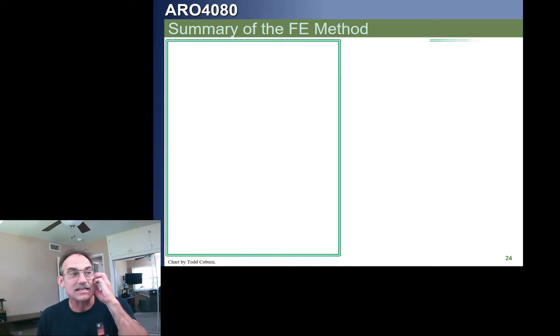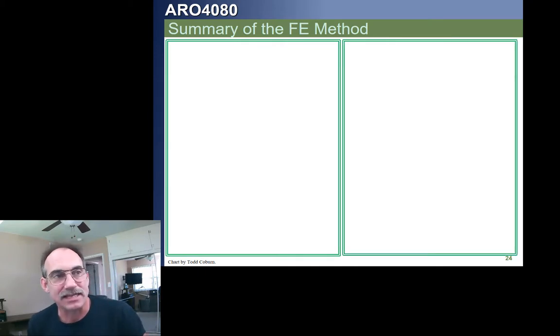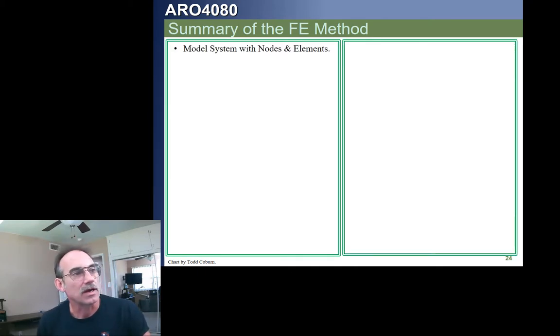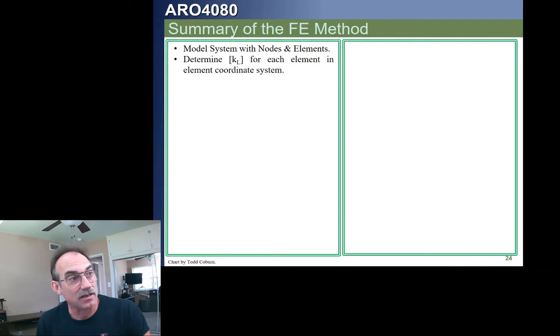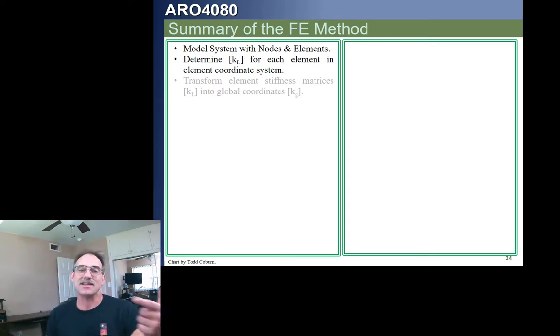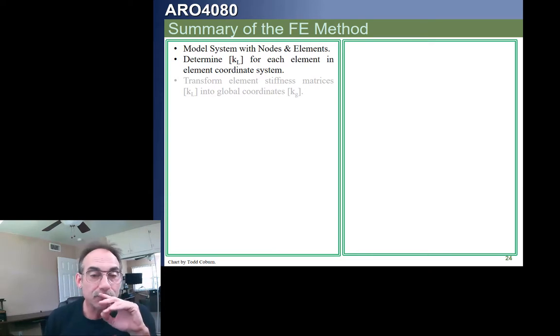So if we just summarize our final method, here's a little summary of how it works. We're going to model our system with nodes and elements. We're going to determine the local stiffness matrix for each and every element in its local coordinate system. This next step that's gray is transforming that into global coordinates. Now in this particular example, we don't have to do that because everything's already in the global coordinate system. So actually we'll learn about that later.